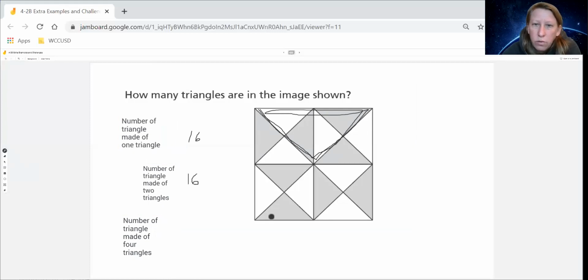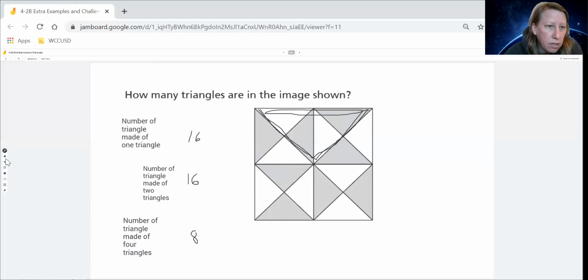There's 1, 2, 3, 4 along the outside. And then there's another 1, 2, 3, 4 in the inside. So there's 8 of those. All right, so 32, 33, 34, 35, 36, 37, 38, 39, 40. We're up to 40 so far.